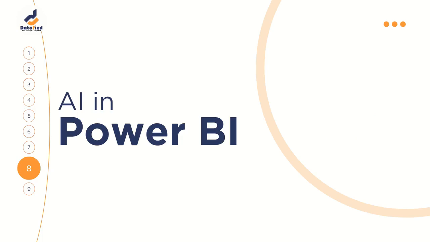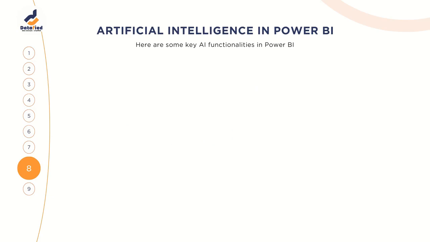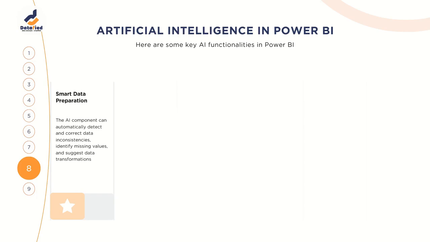Next and finally, I would like to talk about AI in Power BI. AI stands for artificial intelligence, as I believe you know before now. There are some key AI functionalities in Power BI, which include, number one, smart data preparation. The AI components can automatically detect and correct data inconsistencies, identify missing values, and suggest data transformations. Not just that, the Power BI AI also gives quick insights, which automatically analyzes data and generates meaningful insights without the need for manual exploration.